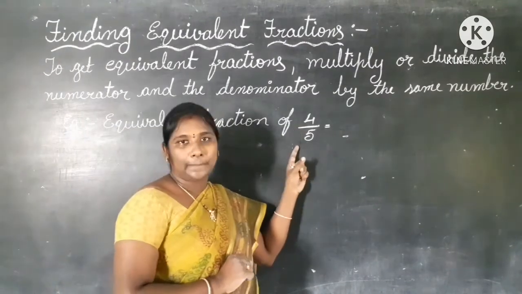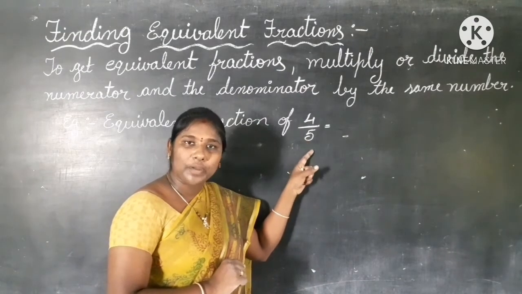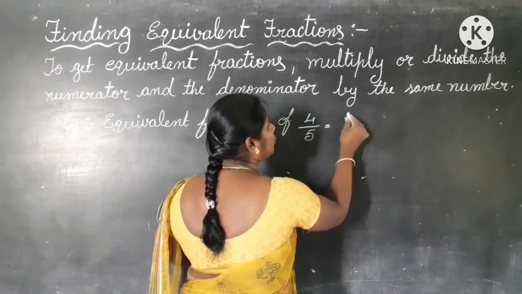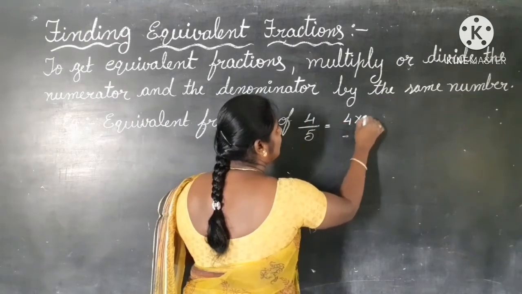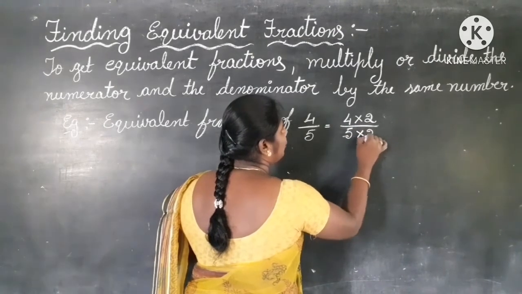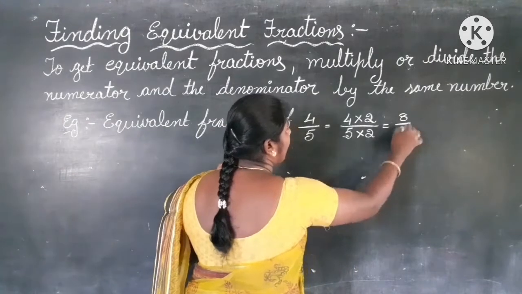Suppose 4 by 5. We want to find the equivalent fraction of 4 by 5. So we can multiply both by 2. Multiply with 2: 4 into 2 by 5 into 2. So 4 2s are 8, by 5 2s are 10.